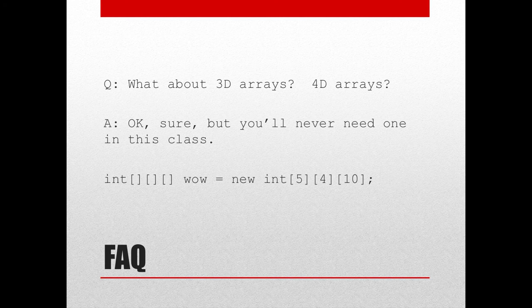If you want to go crazy, the syntax is not much harder. You just add an extra bracket. So int bracket, bracket, bracket, bracket, bracket, bracket. This essentially would be a cube of ints with 5 in one dimension, 4 in another dimension, and 10 in like the height or something like that.